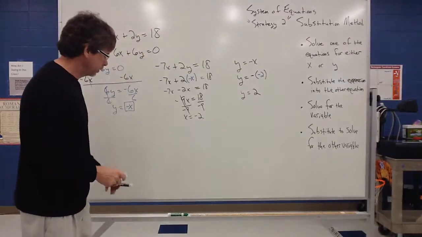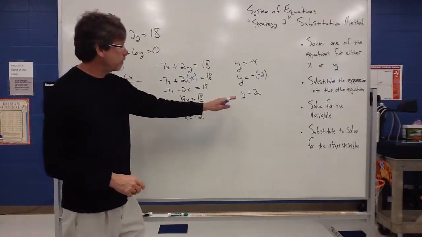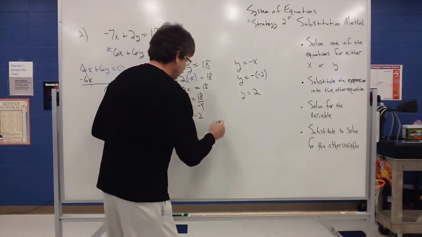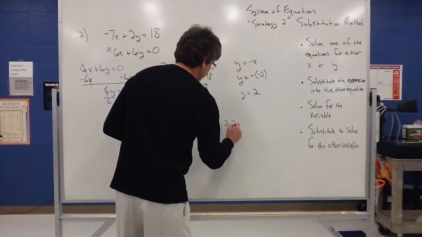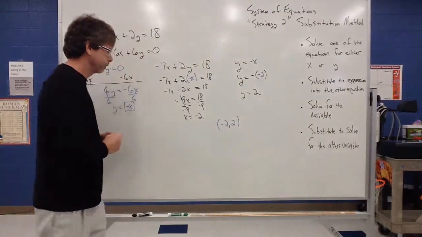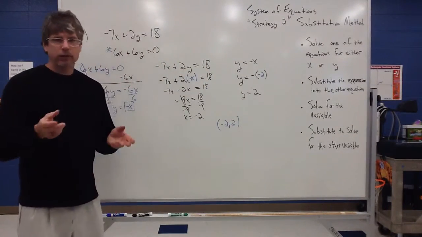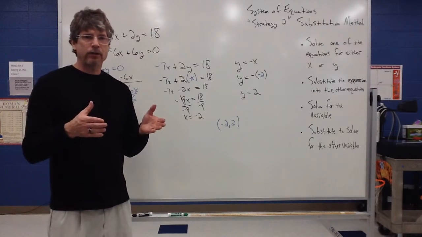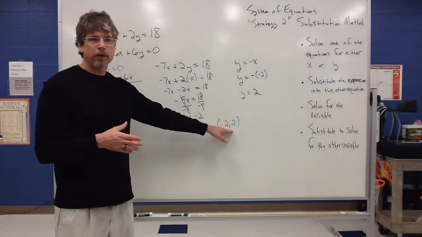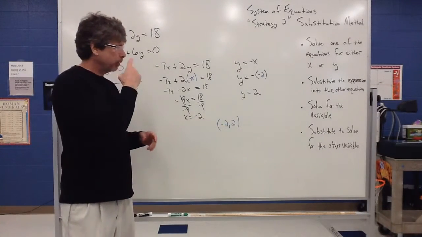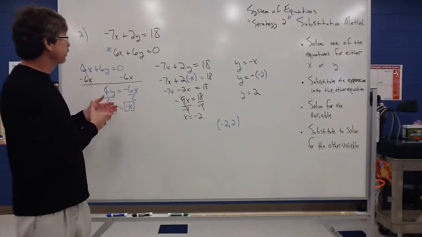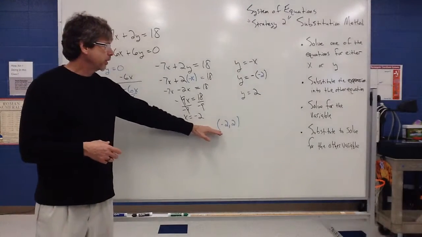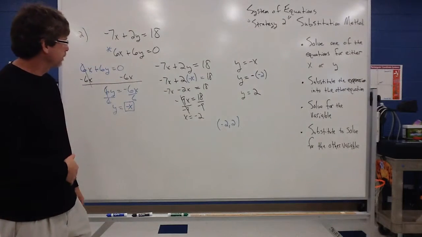So there's our solution. We found our x value and our y value. All we have to do now is put it in the form of an ordered pair. So negative 2, 2 would be my solution. Now if I graphed it using strategy 1, I should have two lines that intersect at that spot right there, at that point, negative 2, 2. But I'm not going to do that this time, but feel free, if you wanted to, to graph those and verify that indeed that is the solution. Okay?